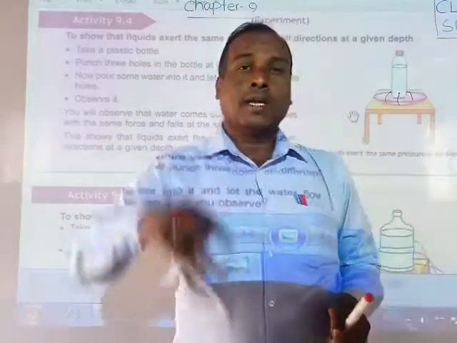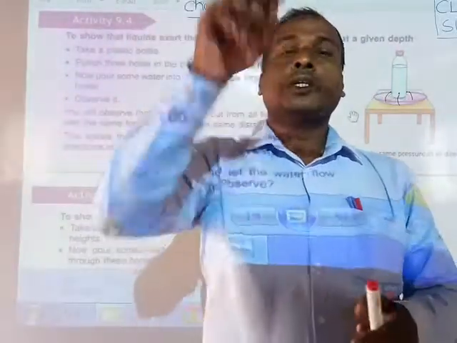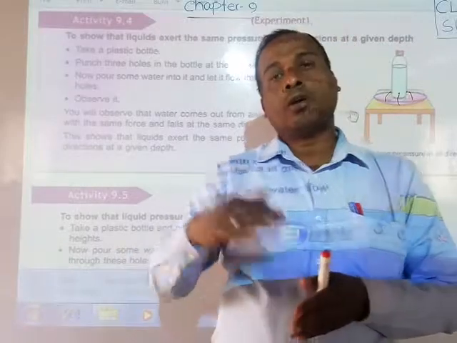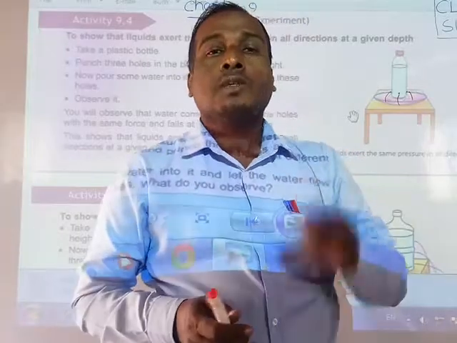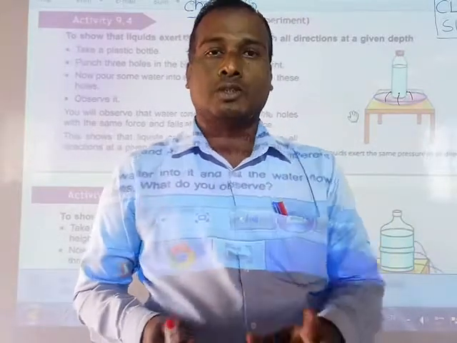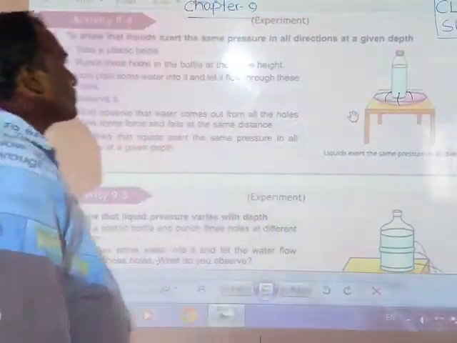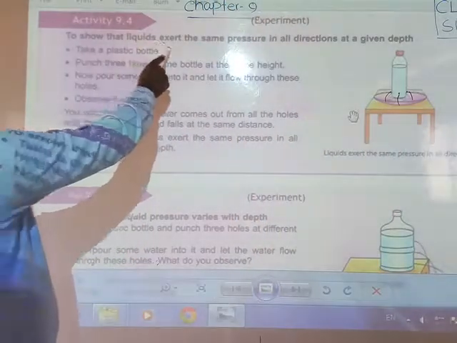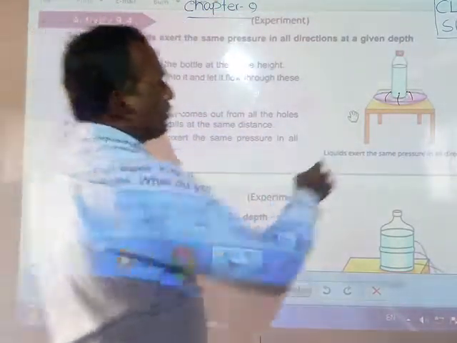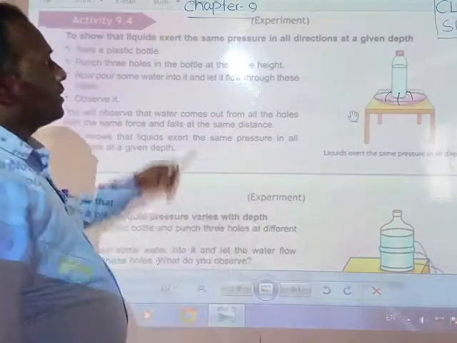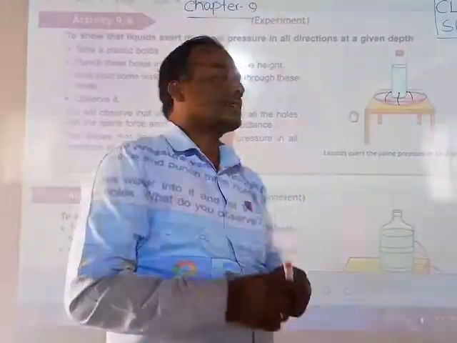Remember students, if the depth is increasing, the pressure is high. If the water depth is high, then the pressure is also high. If the depth is less, then the pressure is less, and the water will fall a shorter distance. We will see this by this activity, to show that liquid exerts the same pressure in all directions at a given depth. If the depth is the same, the pressure will be the same in all directions.